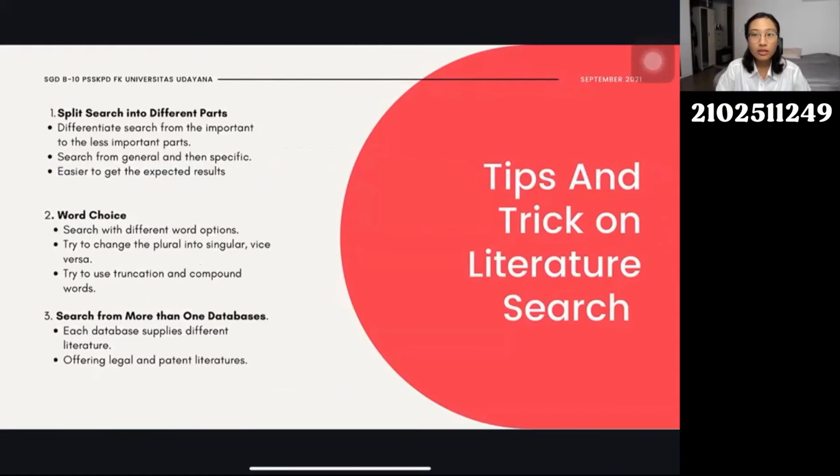The second one is word choice. We could search different word options and try to change the plural into singular or singular into plural. And we could also try to use truncation and compound words. The third one is search more than one database. Each database supplies different literature, offering legal and patent literature. Next, please.